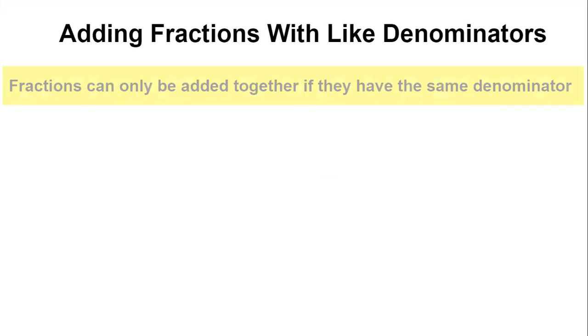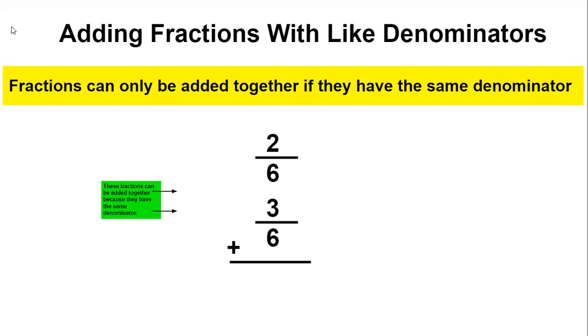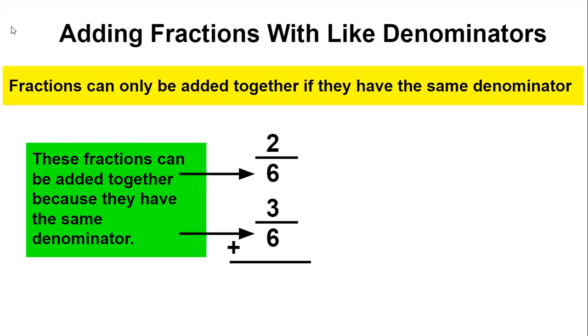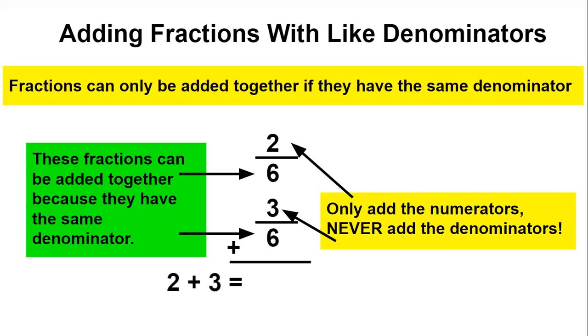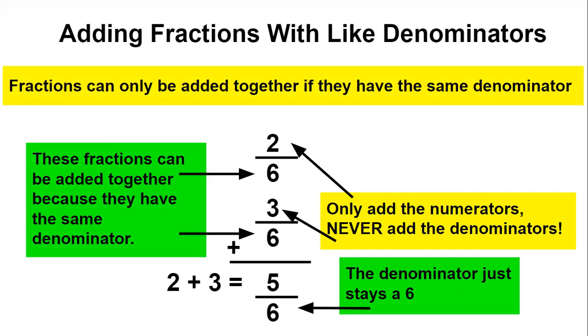Try another one. Remember, again, fractions can only be added together when they have the same denominator. So we have 2/6 plus 3/6. Can you guess what the number would be? What's the answer to that? Exactly, you add the 2 and the 3. The 6s are the same, so we can add them. Add the 2 and the 3 and we get 5. What's the bottom number? The denominator is going to stay a 6. So the answer to that problem is 5/6.